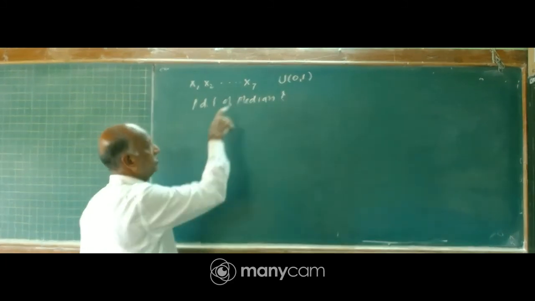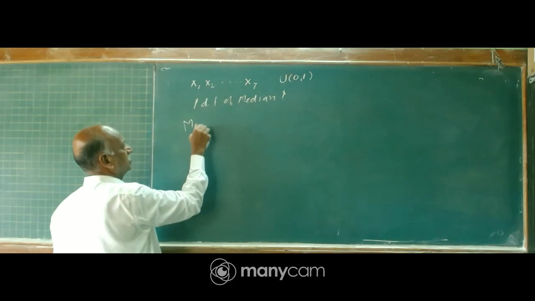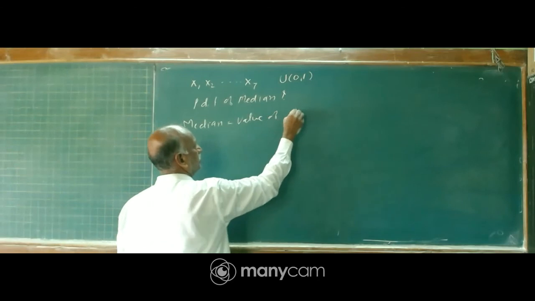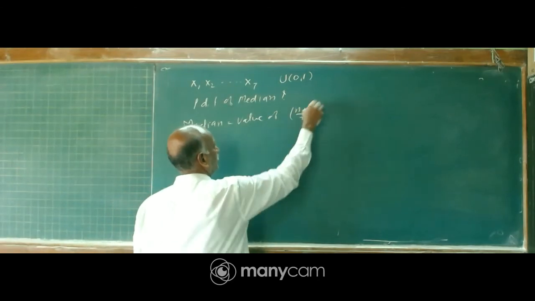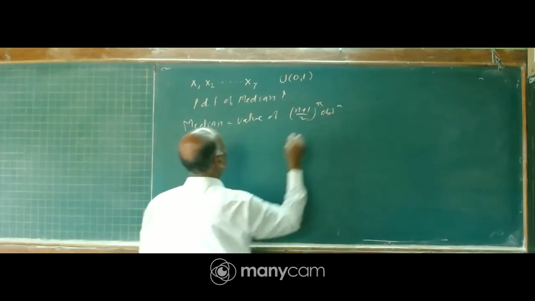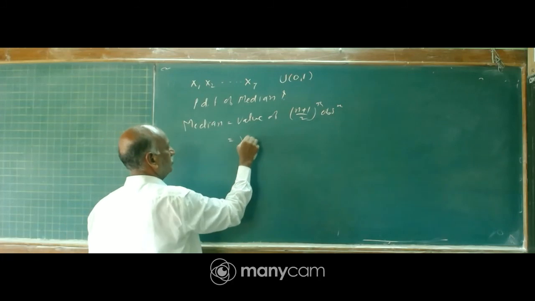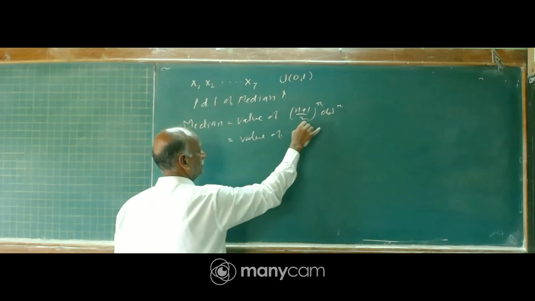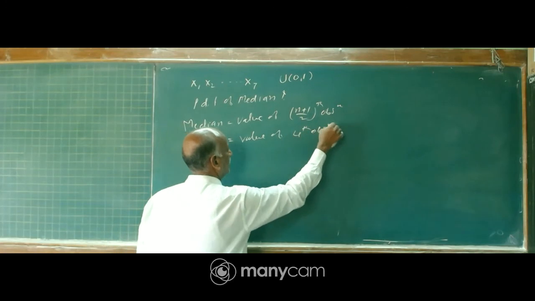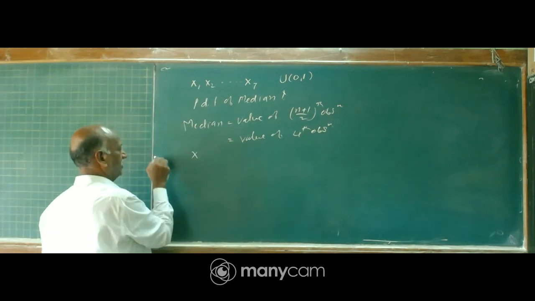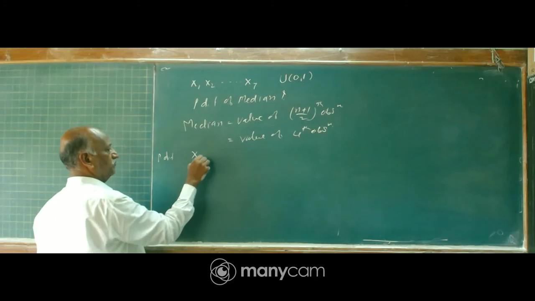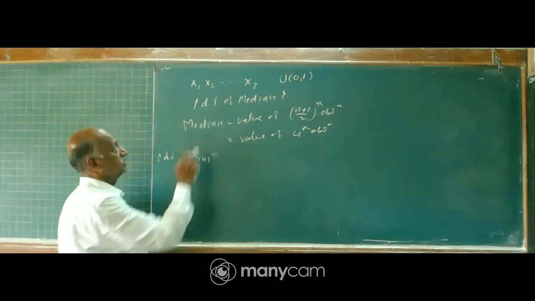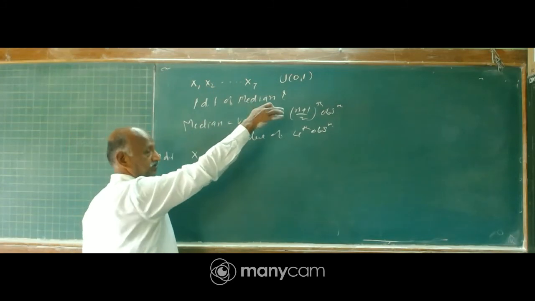Now since n is odd, by definition our median is the value of the (n plus 1) by 2th observation. So this is equal to the value of, now n म्हणजे 7, 7 plus 1 is 8, 8 by 2 म्हणजे 4th observation. म्हणजे आपल्याला काय काढायचं आहे, we have to find out the probability density function of x order 4, if x1, x2, ..., x7 are the 7 random variables that come from uniform 0, 1.